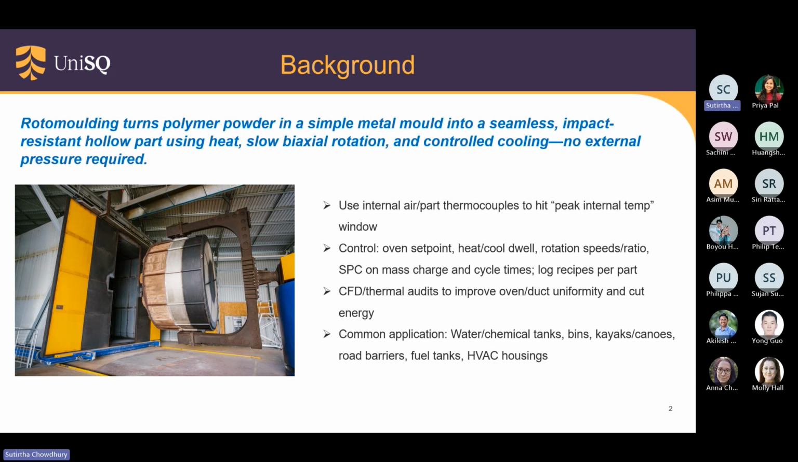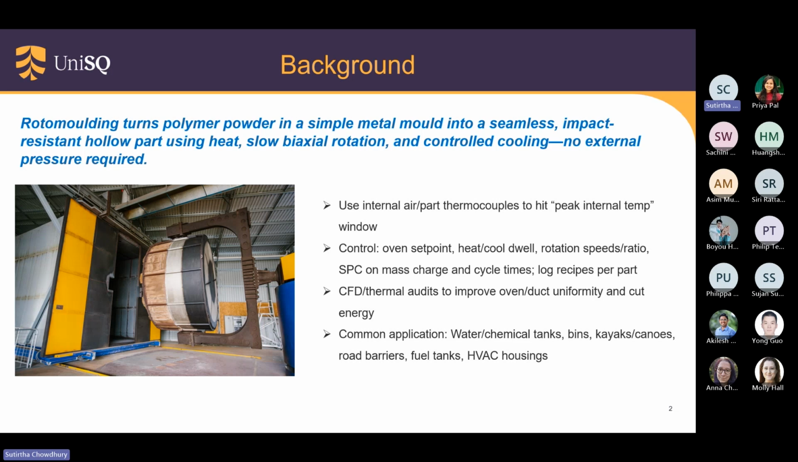How to control this one? To control this process, we generally use oven set points. We use heating or cooling duty, rotational speed or cooling ratios. Statistical process controls are done on mass charging and cycle times and log receipts per part. To audit this process, we generally use CFD and thermal audits to improve oven or duct uniformity and cut energy.